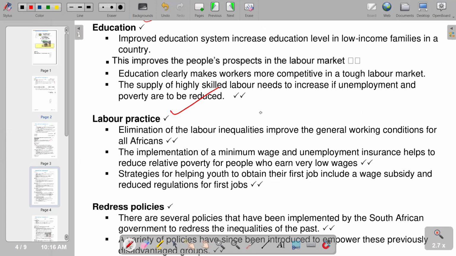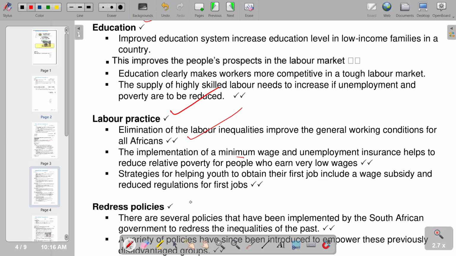Beneath that, other labor practices are saying this is the elimination of labor inequalities. Elimination of labor inequalities improves the general working conditions for all Africans, and the implementation of a minimum wage and unemployment insurance helps to reduce relative poverty for people who earn very low wages. Remember, the minimum wage is a wage rate set above the equilibrium level, so it is an increase in the wage rate.